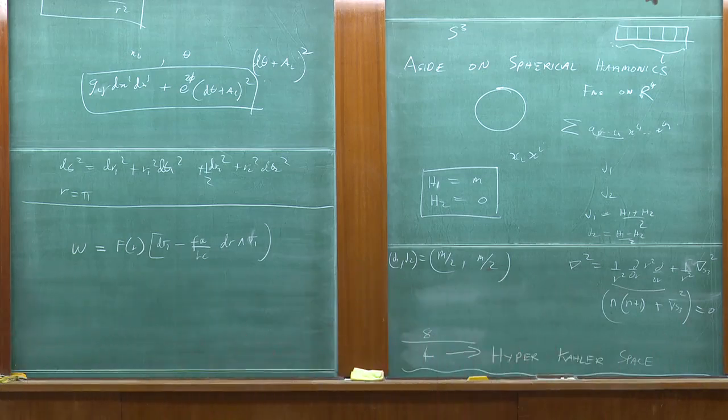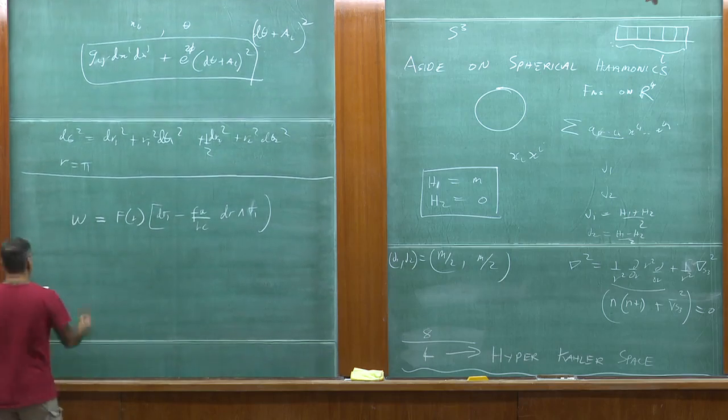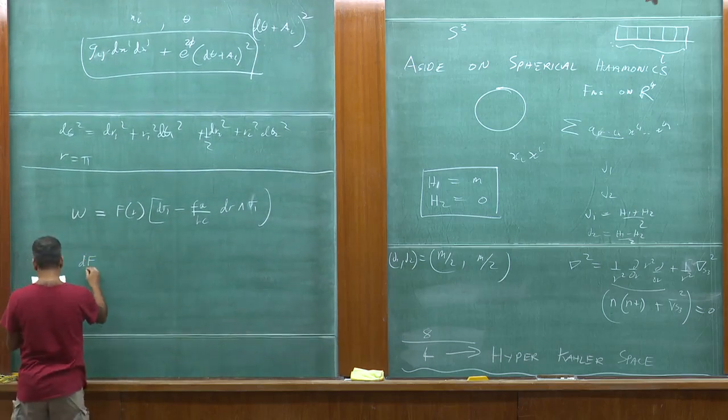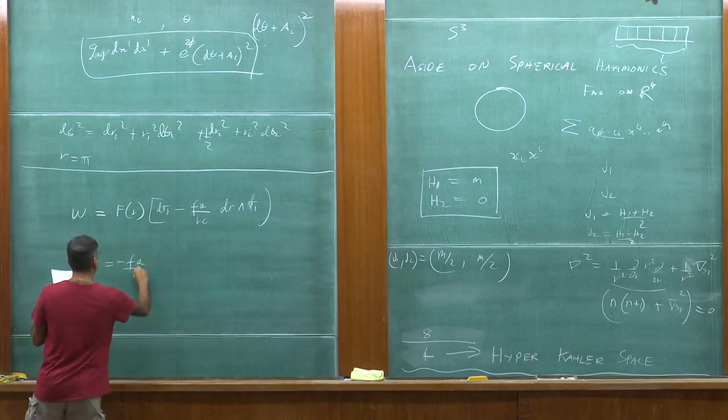Now we need harmonicity. It's got to be a harmonic form. The fact that this is harmonic gives you some differential equation. In fact, it gives you the differential equation dF by dR is equal to minus F a by bc F.